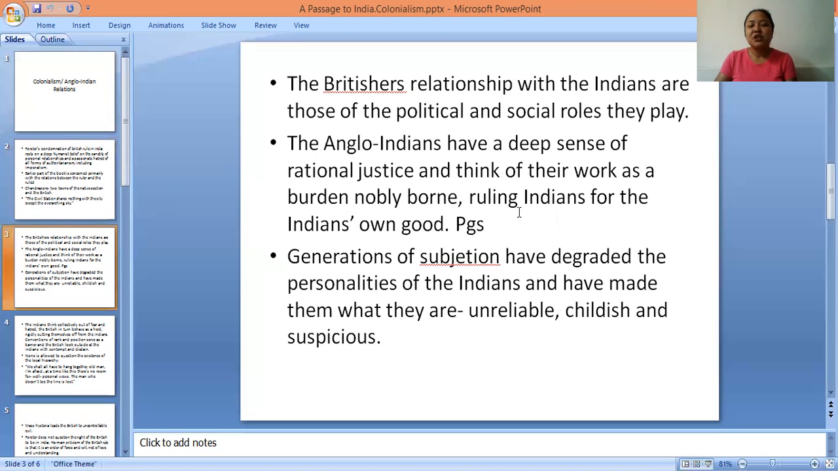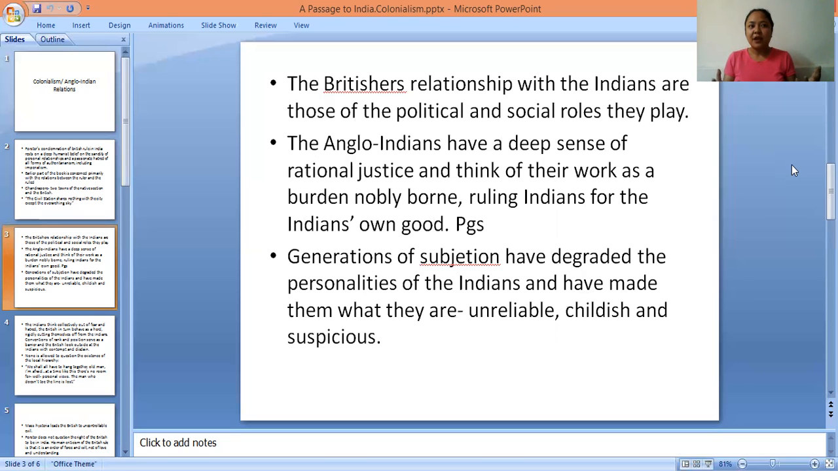Let's move on. The Britishers' relationship with the Indians is limited to the political and social roles they play. They do not have any other personal attachments with the Indians. Apart from the political and social roles they play, they are the rulers. So the only relationship they have with the Indians is as rulers, in their administrative jobs, and with the people who work under them. So it is only a professional, or how do I say, a political and a social role.